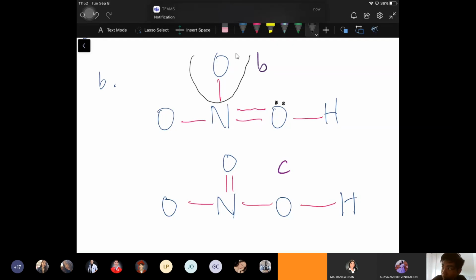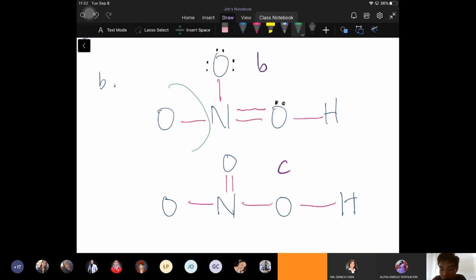Tatlo. Because it already contains 2 electrons. So, dalawa na yung electron dyan, 6 pa kulang, or tatlong lone pairs. So, 1, 2, 3. And lastly, dito sa kabila, ganun din, no? Basta same ng itsura, same yan ng lone pairs. Provided na sakto yung lone pairs mo.